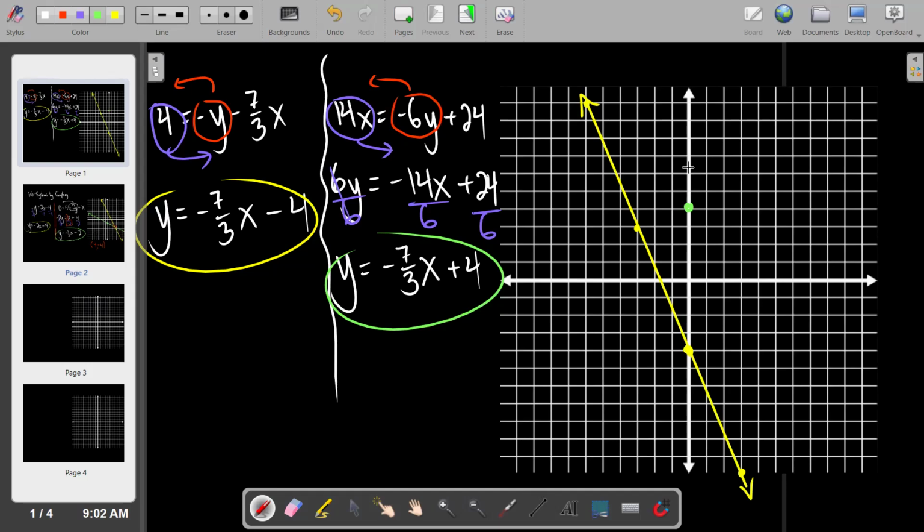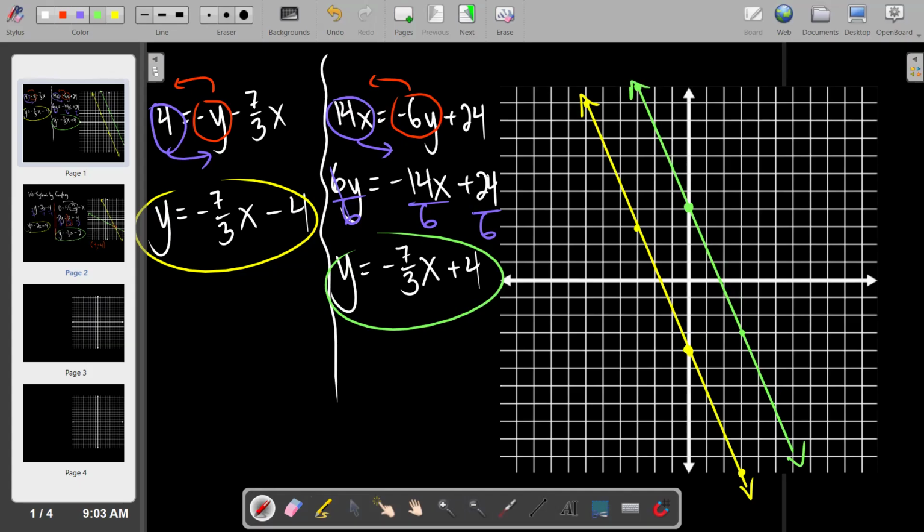Same thing, right? 1, 2, 3, 4, 5, 6, 7, 1, 2, 3. And you make the connection that these lines are, what's that word again? I heard it. They're parallel. So what can we say about the solution of this system? No solution. There is no solution, right?